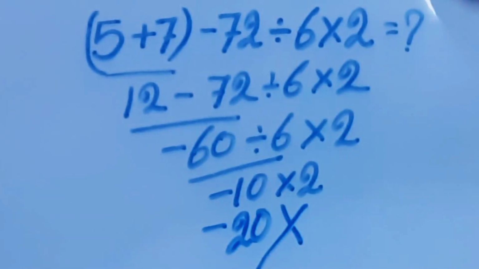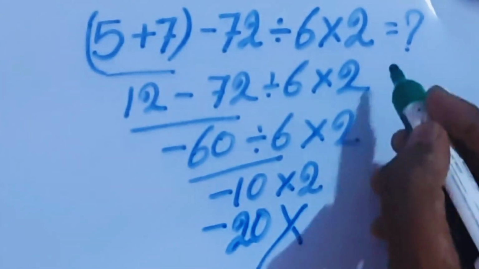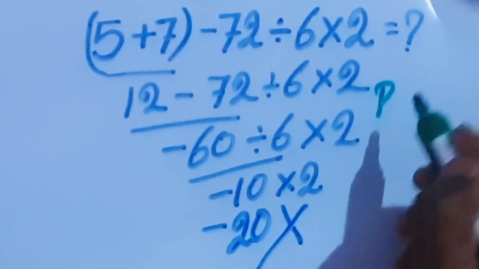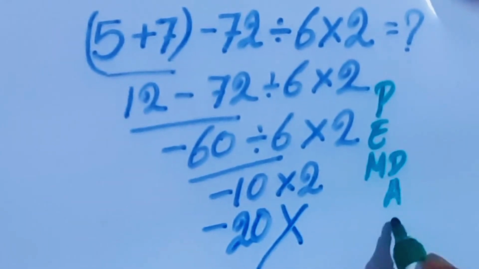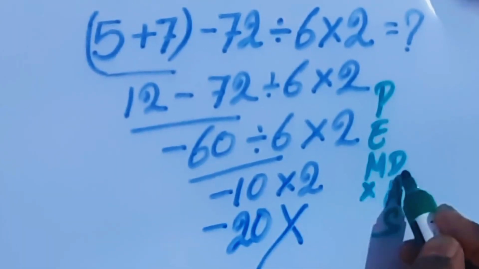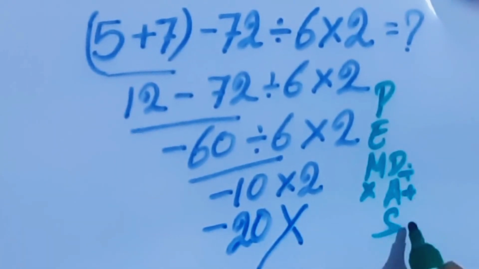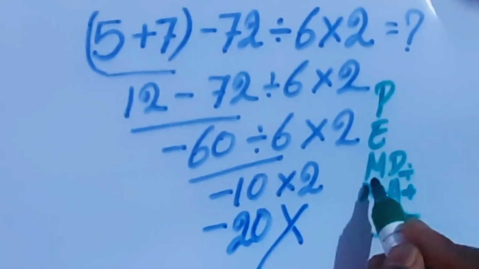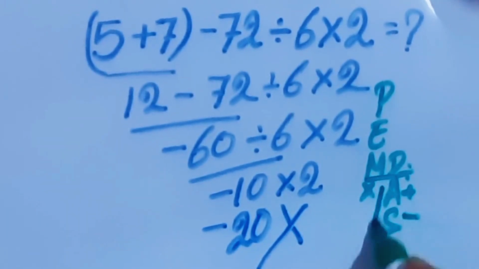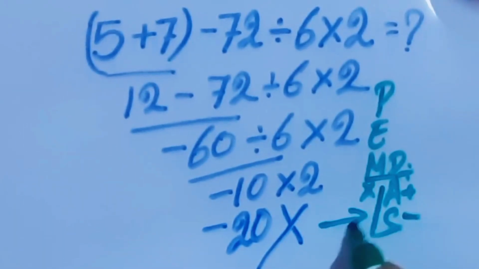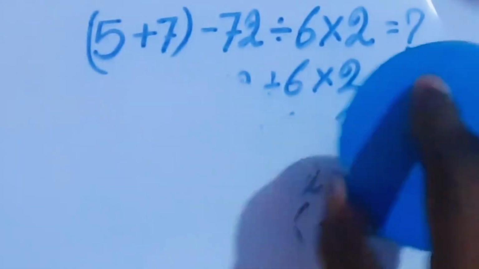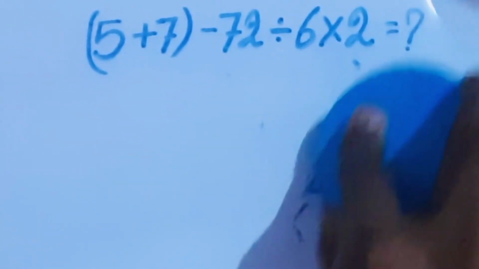Now we are going to introduce that PEMDAS rule for this order of operations. Here, this is multiplication, division, addition. So multiplication and division are equal priority, addition and subtraction are equal priority. For this, we have to follow the left to right rule. Now we are going to solve this problem in the correct way by using this order of operations, PEMDAS.